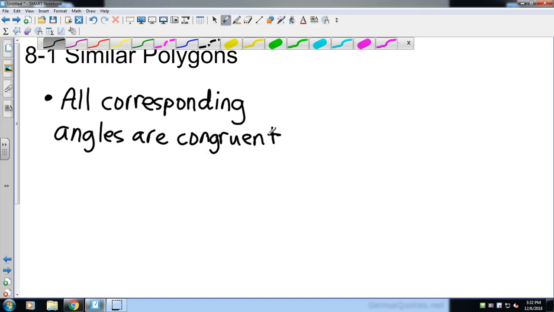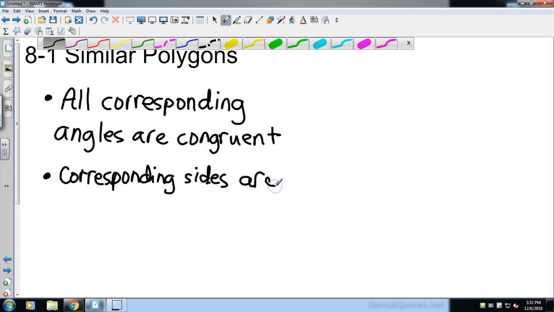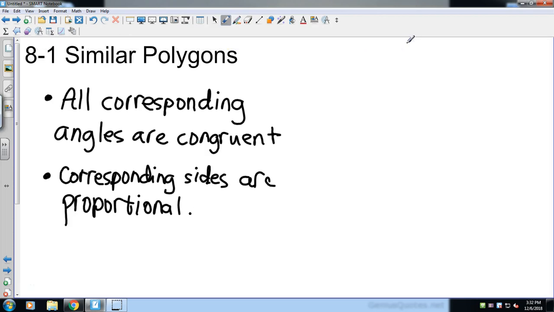And the second part of that is corresponding sides are proportional. We'll look at that in just a second. Okay, so two qualities of similar polygons. All the corresponding angles are congruent, and all of the corresponding sides are proportional.